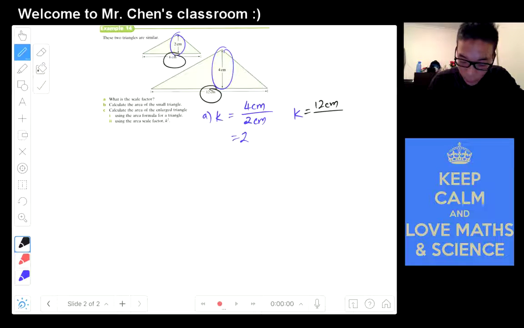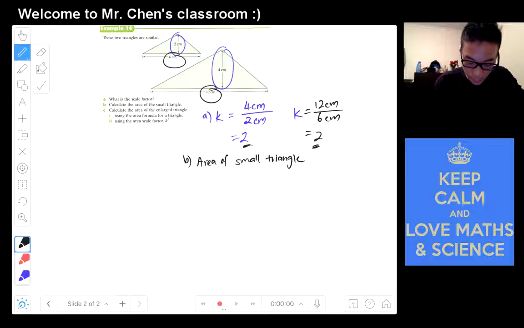So 12 centimeters over 6, 12 divided by 6 is 2. So there you go, the scale factor is 2, that means twice as big. So from there, we can calculate the area of the small triangle, which is half times length times width, sorry, length times height.